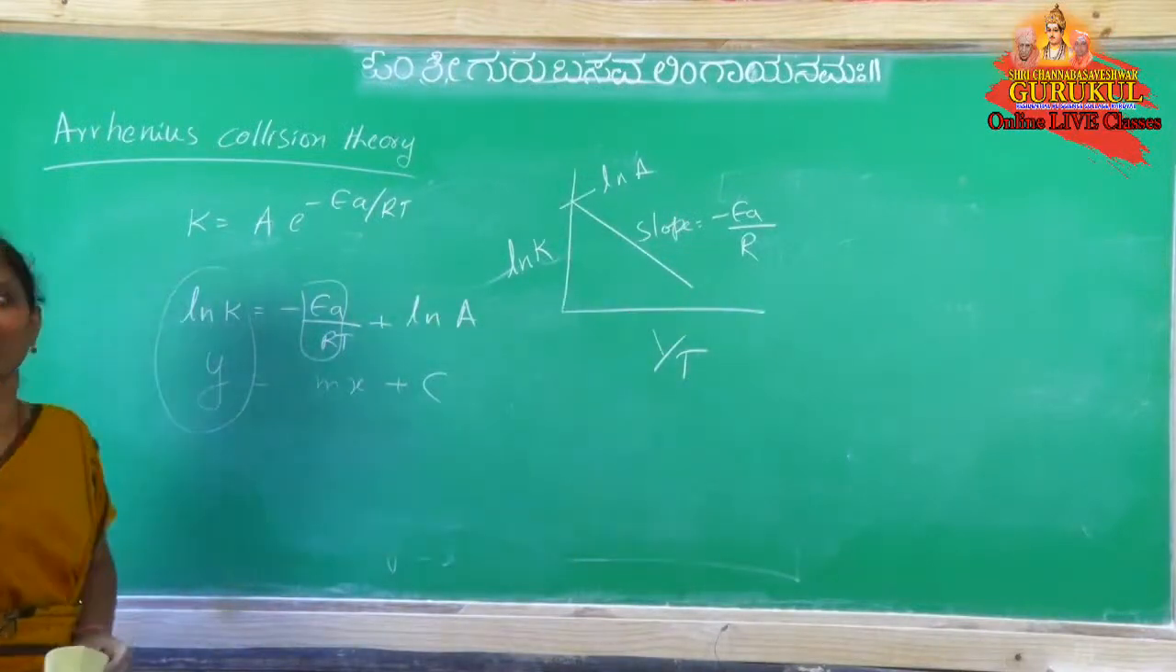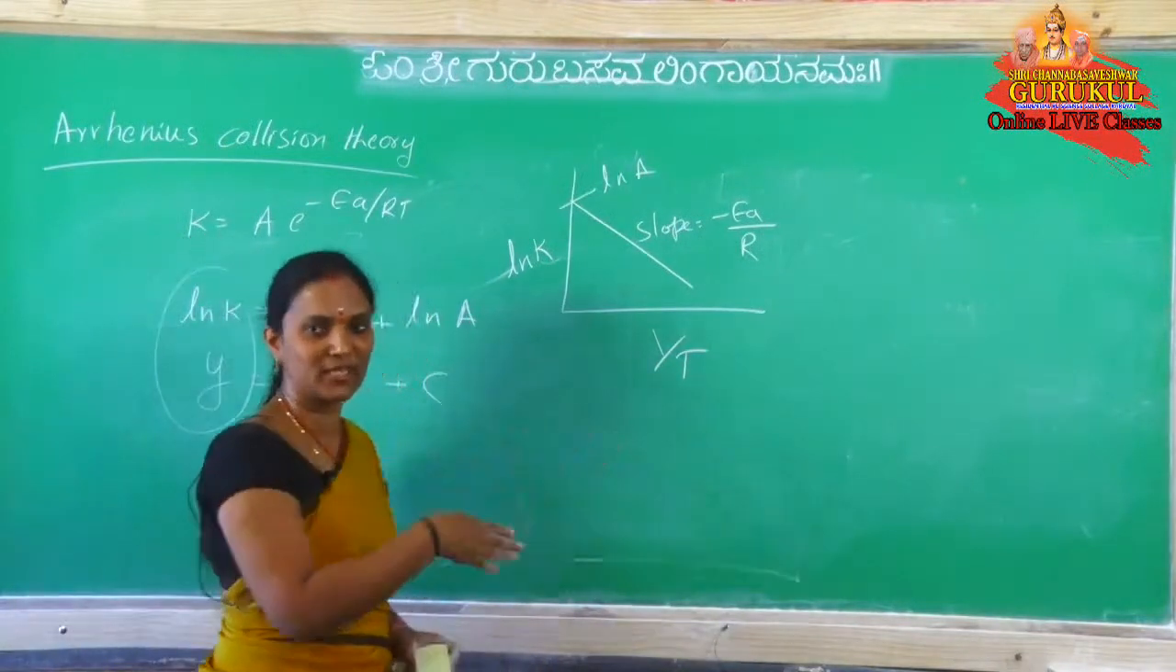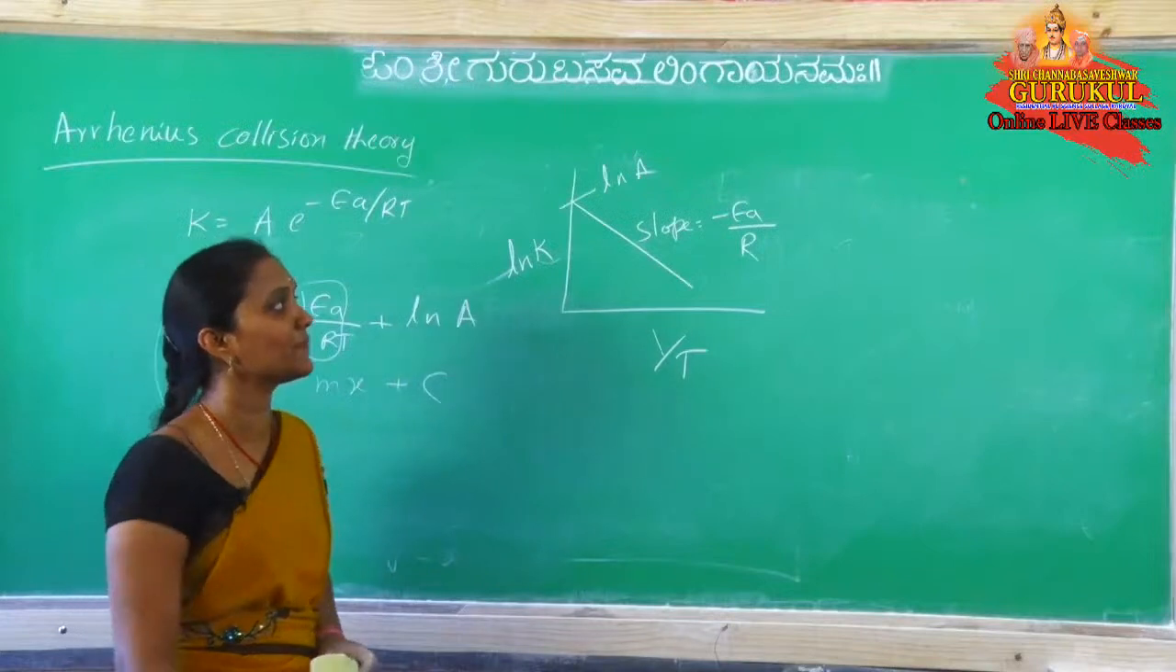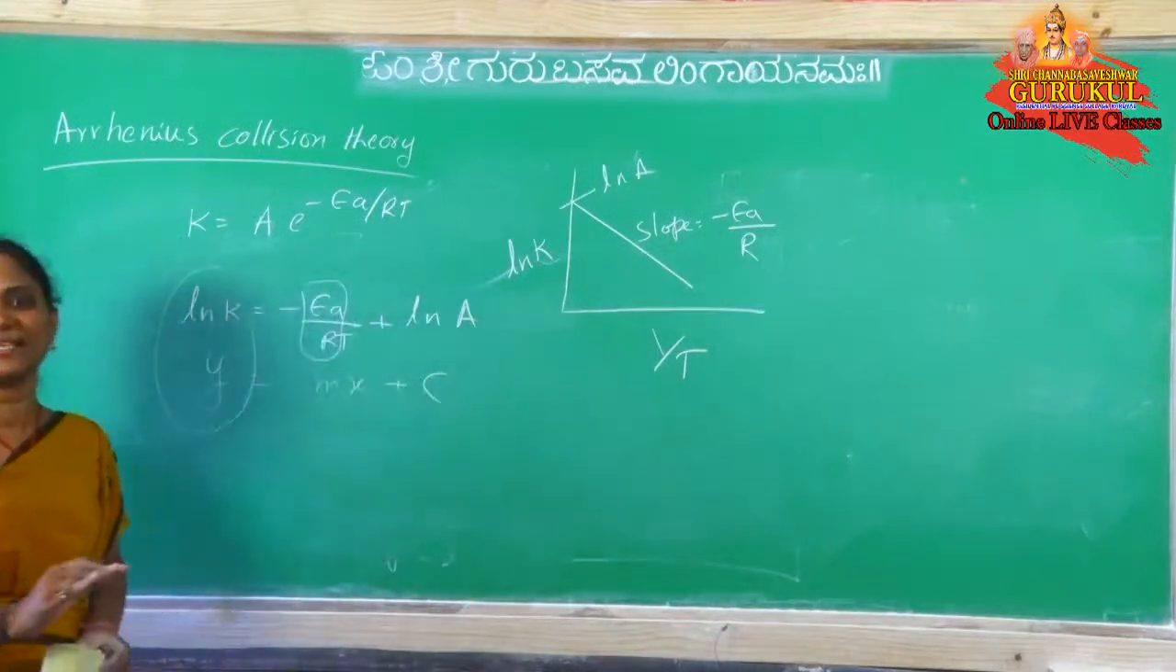ln K versus 1 by T, negative slope. Here T is given, 1 by T is given, observe that. That's why we get this negative slope. Slope is equal to minus Ea by R, and intercept is equal to ln A.